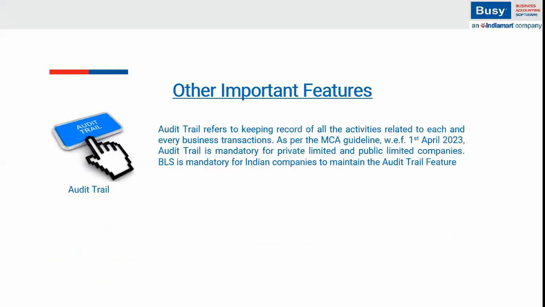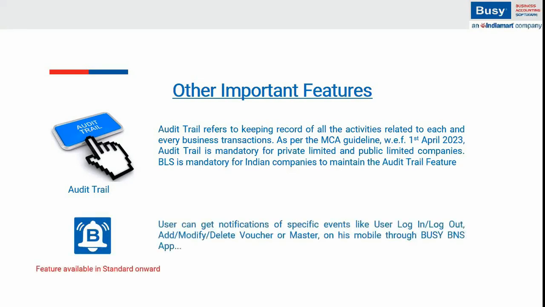Next is Audit Trail. Audit Trail refers to keeping a record of all the activities related to each and every business transaction as per the MCA guideline with effect from 1st April 2023. Audit Trail is mandatory for private limited and public limited companies. BLS is mandatory for Indian companies to maintain the Audit Trail feature. So if you want to maintain the Audit Trail feature, then BLS is mandatory in the license, then you can use this.